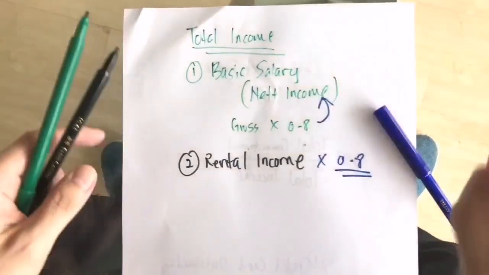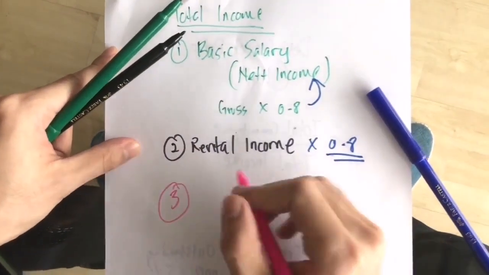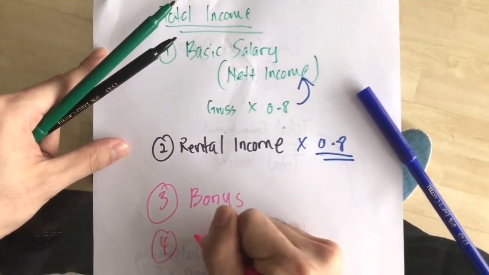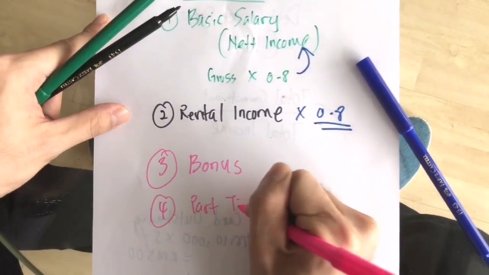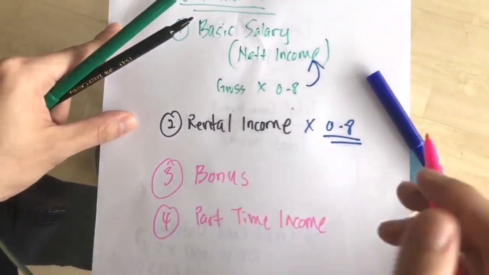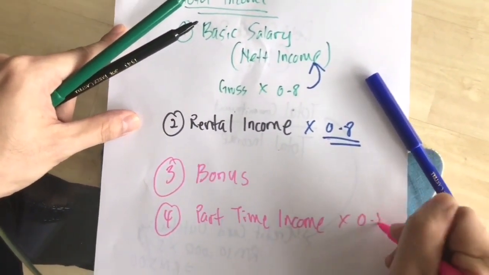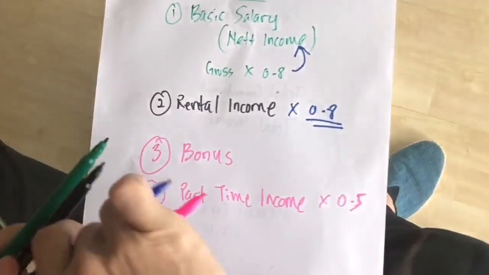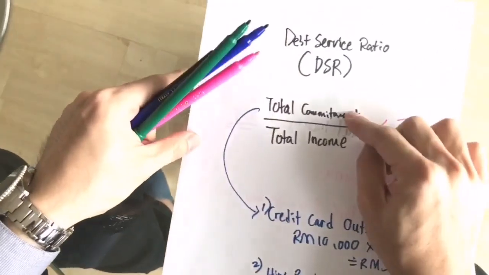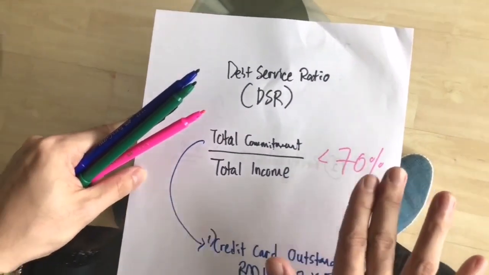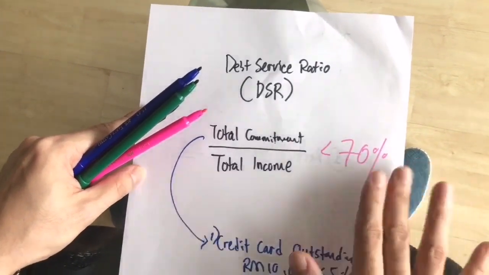Okay, let's change to pink color. And also bonus or part-time income. You can also use part-time income, but banks only take 50%. So with all these numbers ready, just plug in your total commitment, divide by total income. As long as it's lesser than 70%, I think you're ready to go. Thank you.